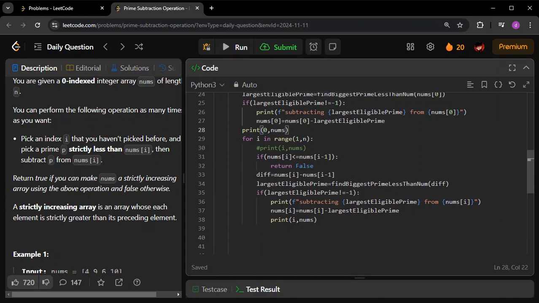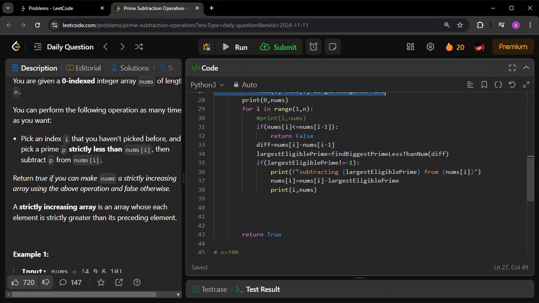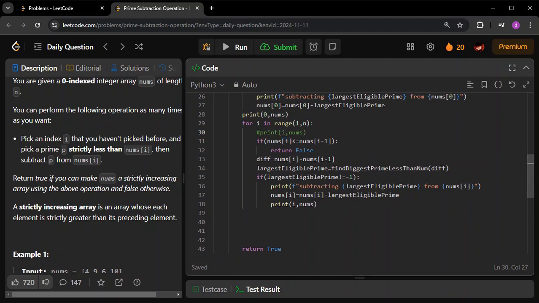Next I'm starting a for loop to do the same operation for the other elements, starting from 1 to n minus 1. What I'm doing is, for the first element there's no previous element, right? That is why I've done it separately. But for every other element there will be an element previous to that, one element prior to that. So first of all I'm going to check whether the ith element is less than or equal to the previous element. If the ith element is less than the previous element, then we cannot do anything. You have to return false.